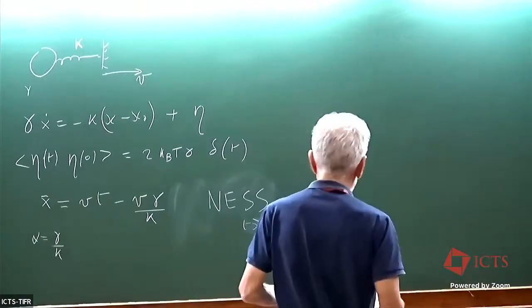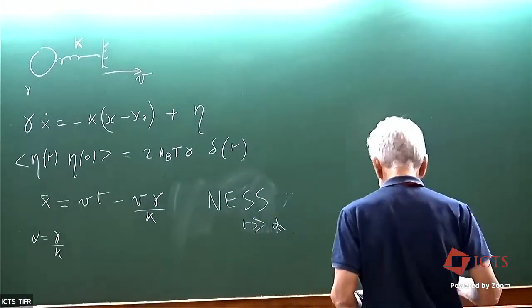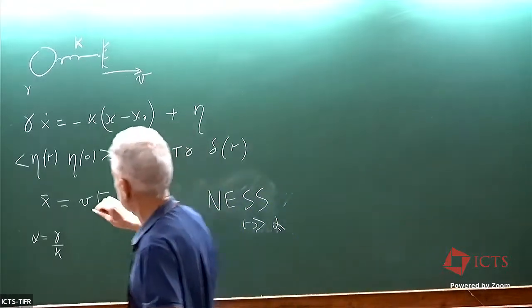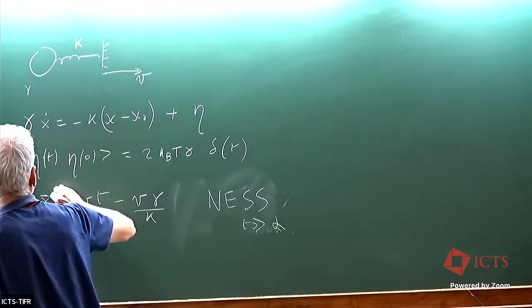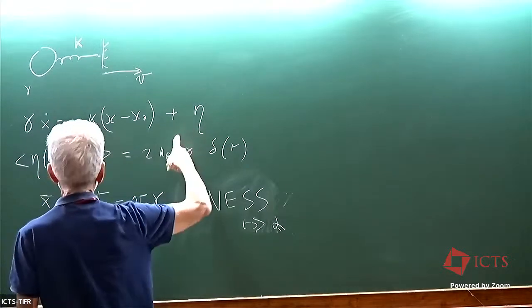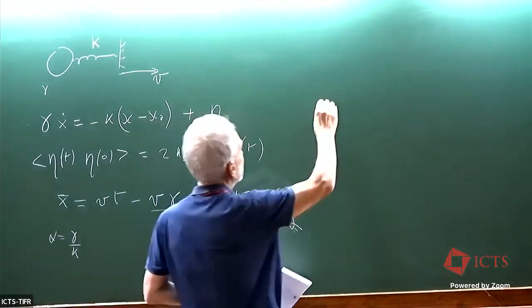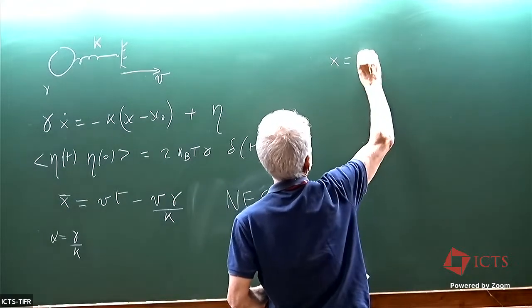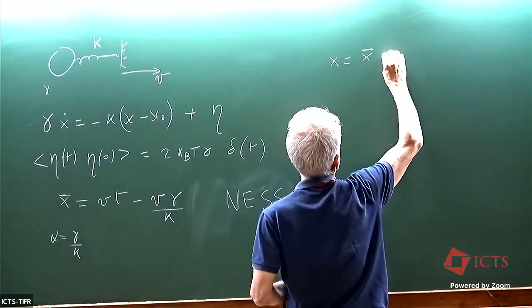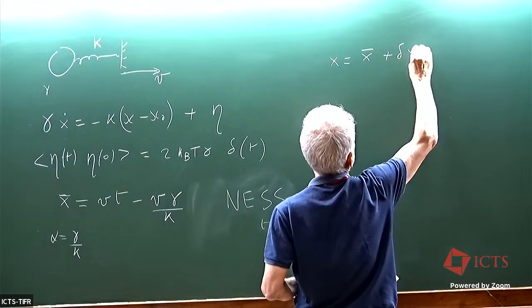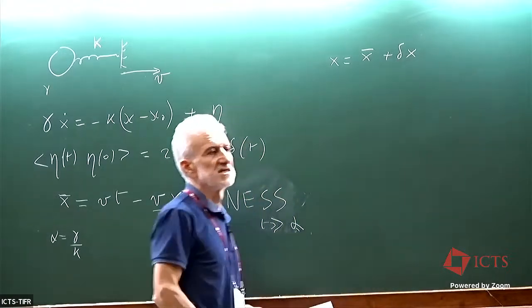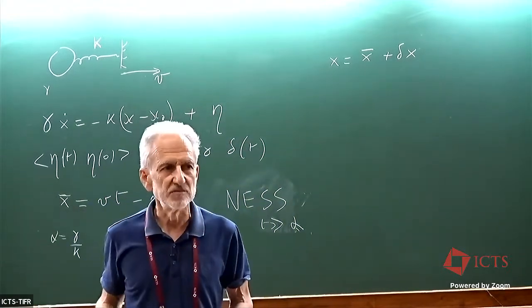Okay, good. So now let me play the game. This is just the mean trajectory. But now you see the system is linear, so in general x will be given by the mean x plus a delta x. This is just the response of the system to the fluctuations of the heat bath.